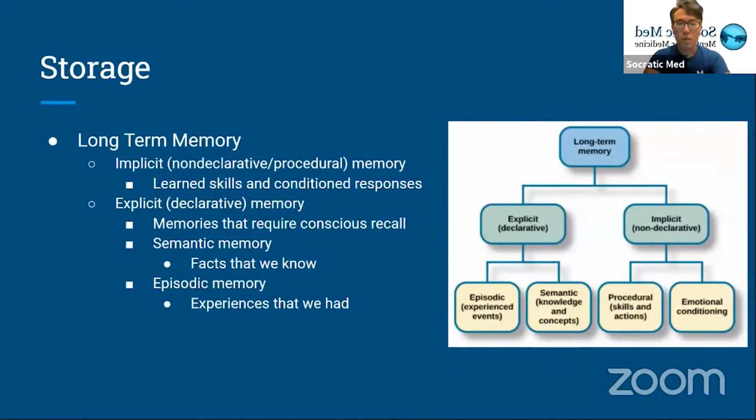So long-term memory is split into two different types. The first type is implicit, also known as non-declarative or procedural memory. That's all the skills and conditional responses that you learn. It's everything that you know how to physically do and behavior that you learned through your life.